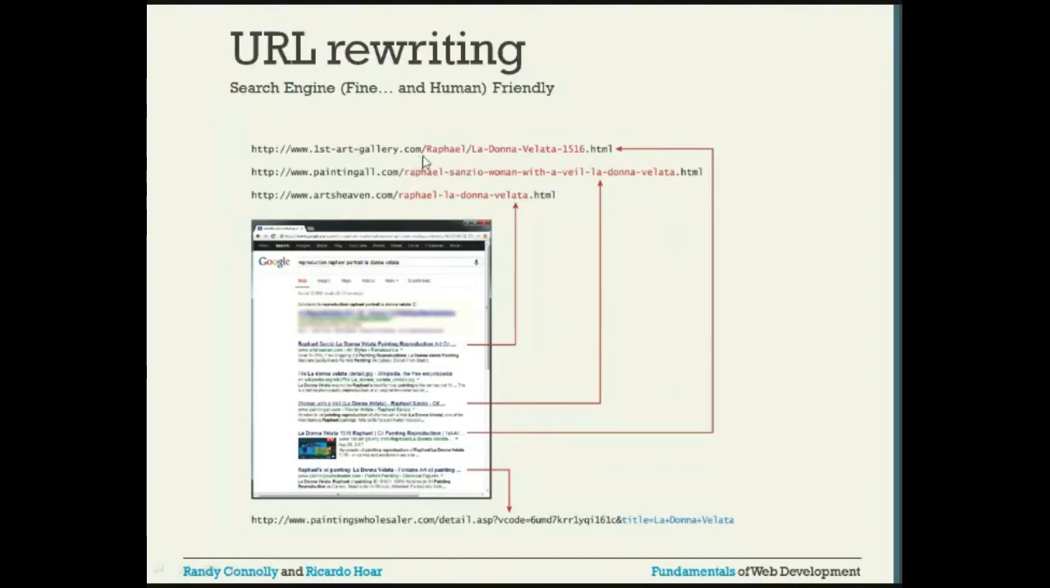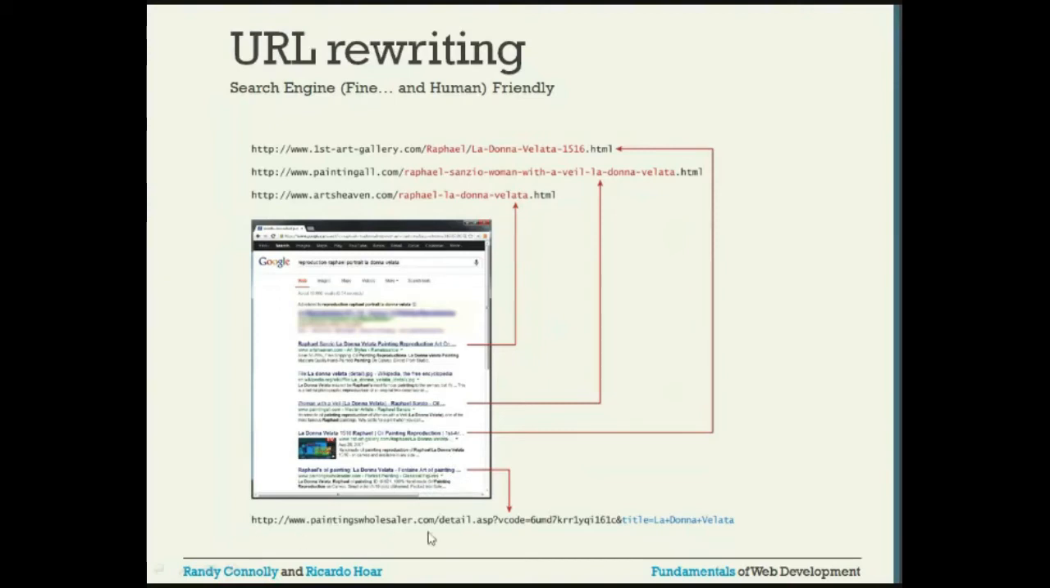And then we have the name, La Donna Velata. That is the name given, along with some number. So it will go in the lower order of the listing by the SEO. And if you see, the last one that you are seeing is the one which has the query string.